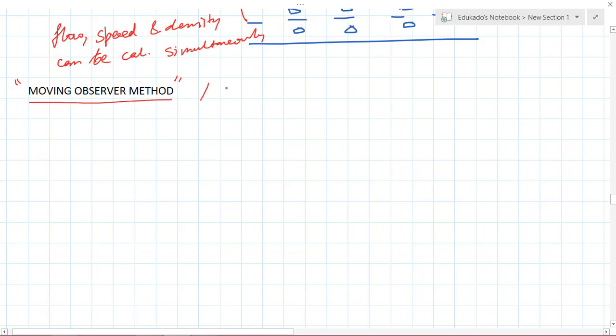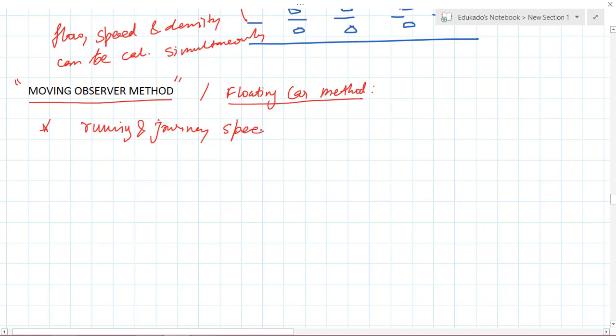Okay, so the other name for this is floating car. If we understand about this, the aim of this experiment is to determine the running and journey speeds. Alright, so in this method, just listen to it.